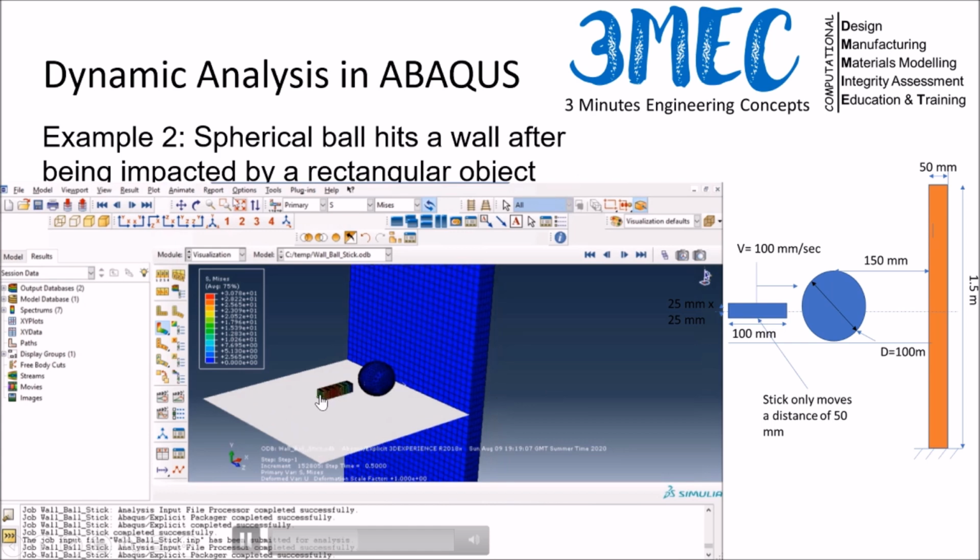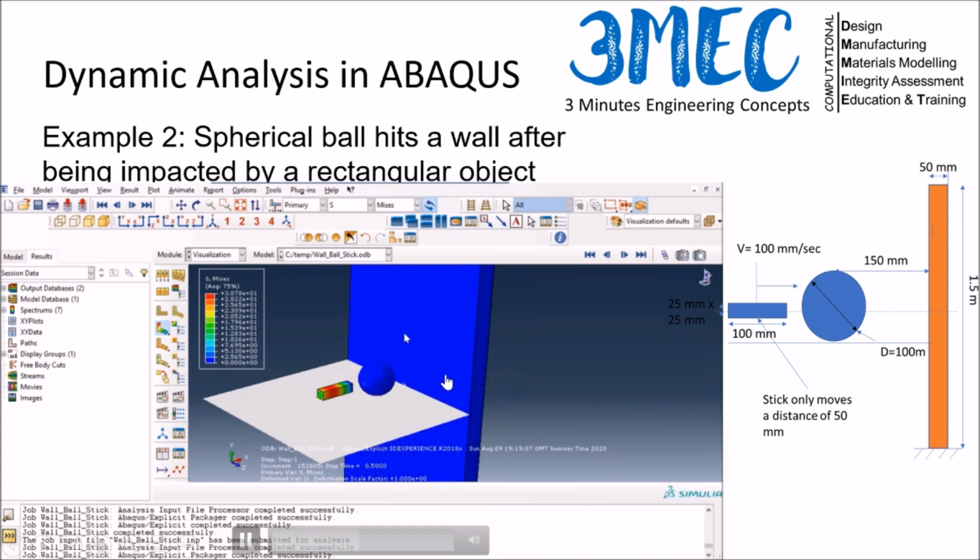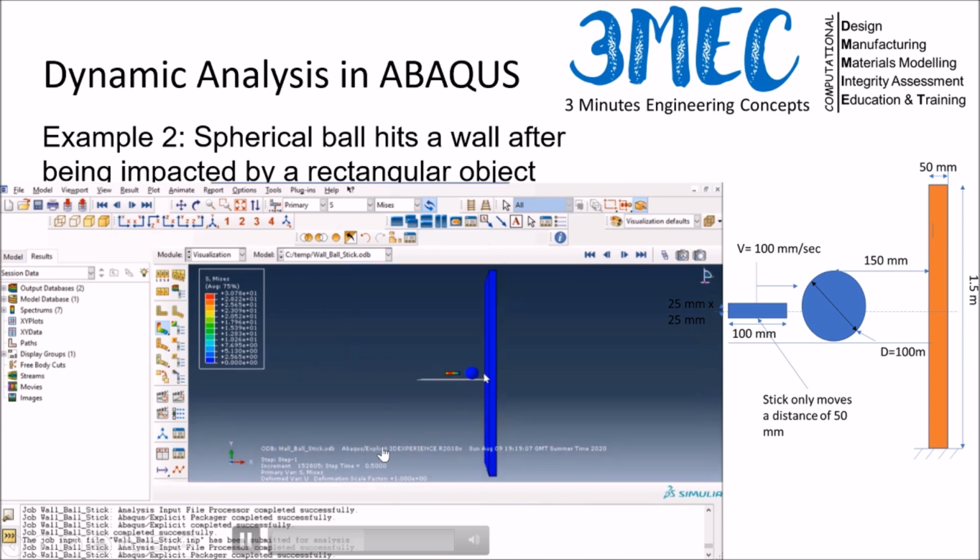So you can see the rectangular object has already struck the ball, and now the ball is moving on its own towards the wall. So the simulation has already started and things have started to move, but they are not finished yet, and it's only half of the time because it has to go up to a total time of 1 second. So yeah, it keeps on going. Let's wait for it to finish.